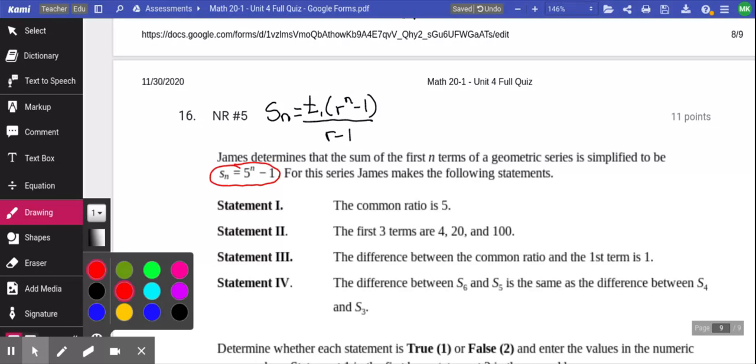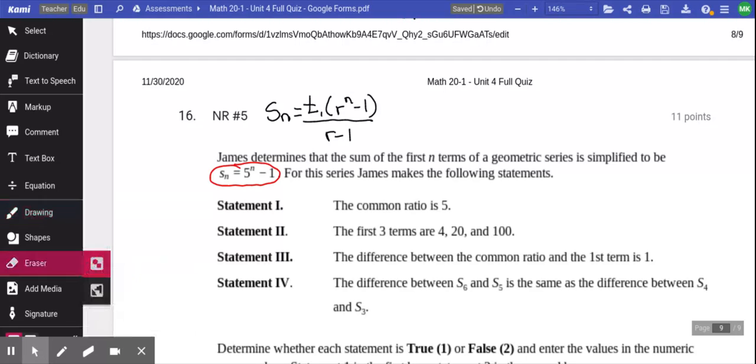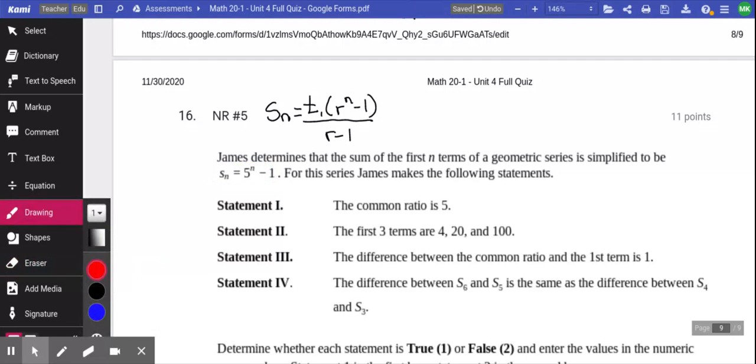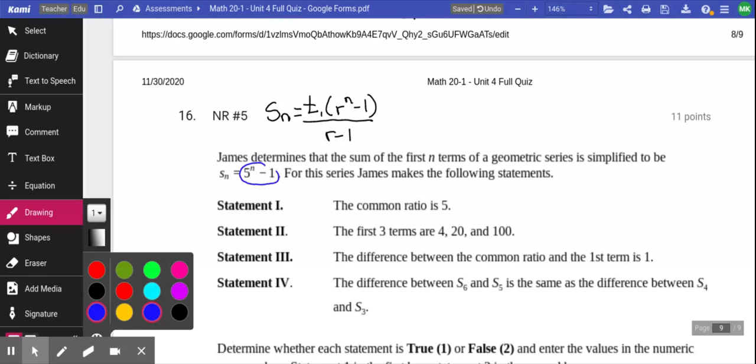So if you look, he's got this 5 to the power of n minus 1. That looks an awful lot like that. Right? Like those two things must match up. So that means that somehow these things canceled out. So somehow that T of 1 and that R minus 1 canceled out, so all I was left with was the blue part.